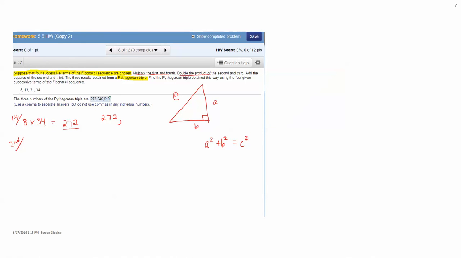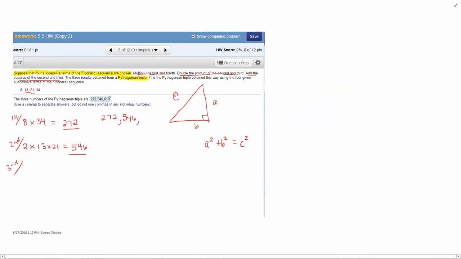double the product of the second and third. So we're going to do 2 times the second and the third multiplied together. So 2 times 13 times 21 equals, that's double the product. That's going to give you 546. So I do comma. Notice they don't do spaces between these on my math lab, so just do 546, no space.